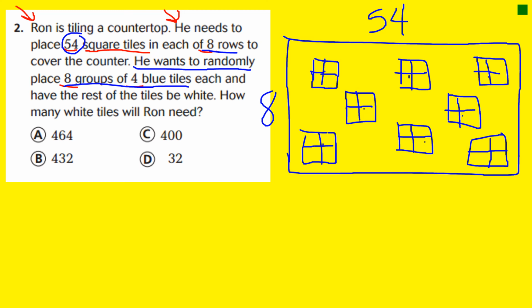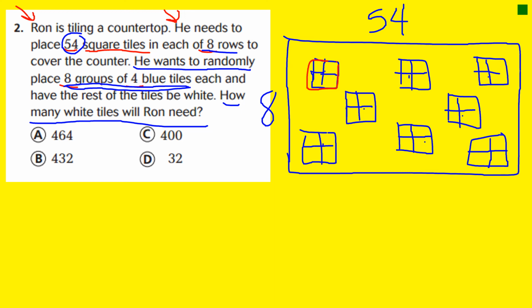All right, let's see here. He wants la la la la la. So we just put 8 groups of 4 blue tiles on there, and the rest are white. How many white tiles will Ron need? This is very similar to the last one, isn't it, boys and girls? Okay? I think a good strategy is to just get the total number of tiles for the countertop and then take away the blue, right? Take away the sets of blue.